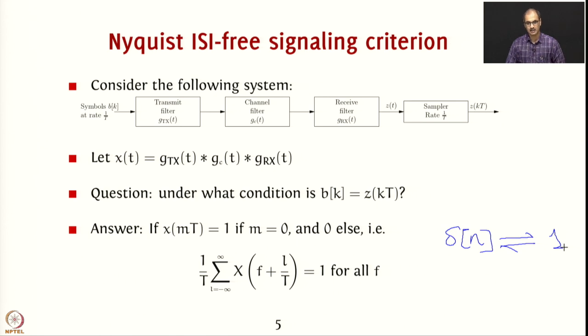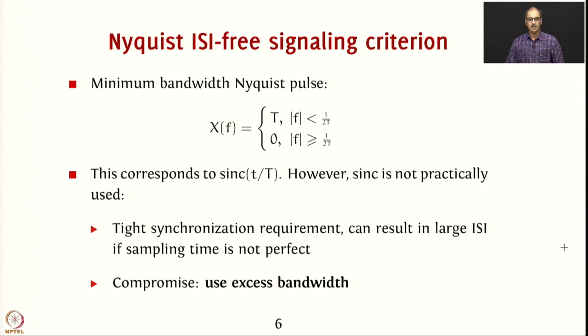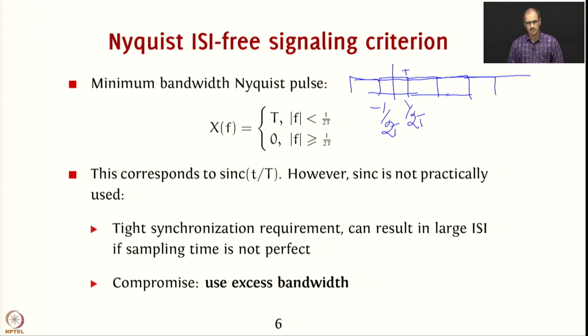Let's try to put this in a more practical sense by looking at some simple examples. Let's look at the Nyquist ISI free signaling criterion for a signal that we already know and use. So what is the minimum bandwidth Nyquist pulse? That is, what is the spectrum of the signal which uses the least bandwidth and yet satisfies the Nyquist criterion? It turns out that if you look at this particular spectrum, this is minus 1 by 2T to 1 by 2T, and the value is T, it's just a constant. If you now shift this by 1/T and repeat it, which is what happens if you sample at the rate 1/T, you get this, this, this, and this essentially yields a flat spectrum. In other words, if you have a flat spectrum, then you are not going to have the ISI issue. What pulse does this correspond to? This exactly corresponds to the sinc pulse. Of course, there is a T scaling, but it corresponds to the sinc pulse.